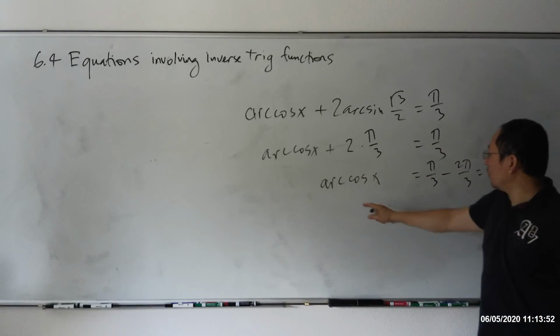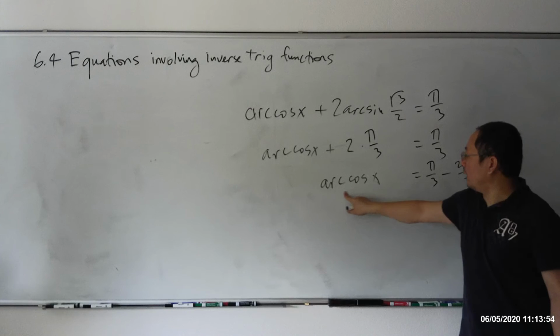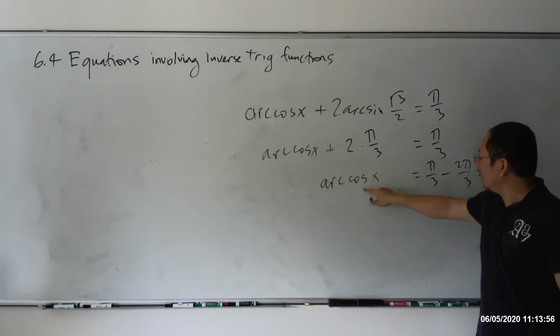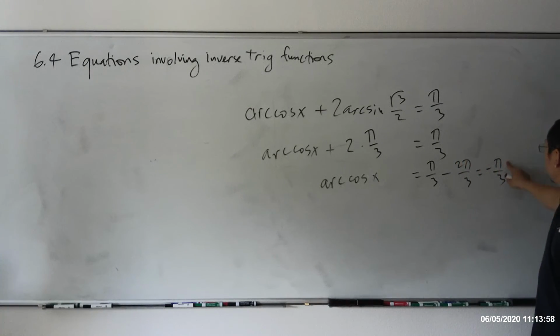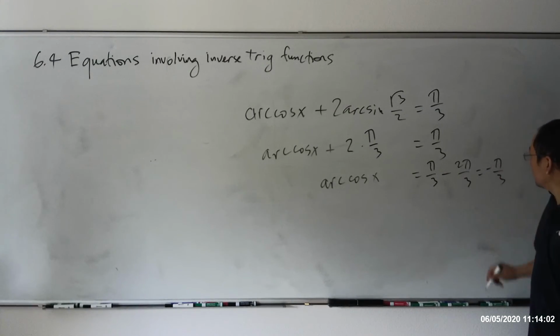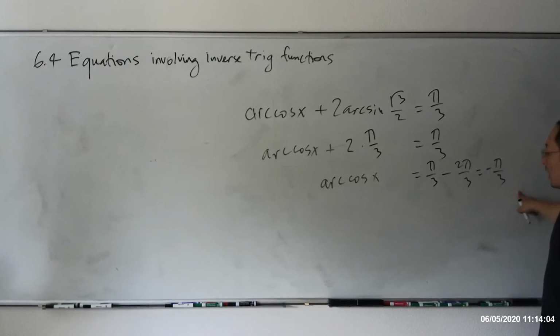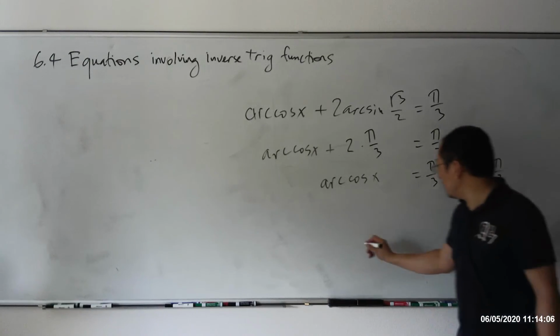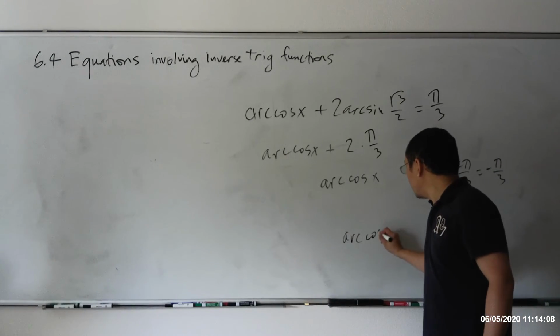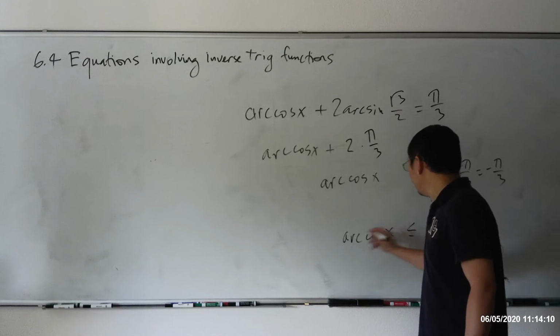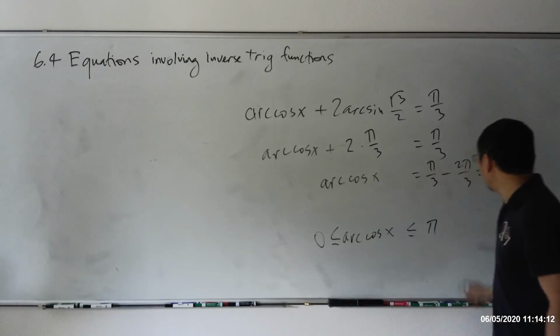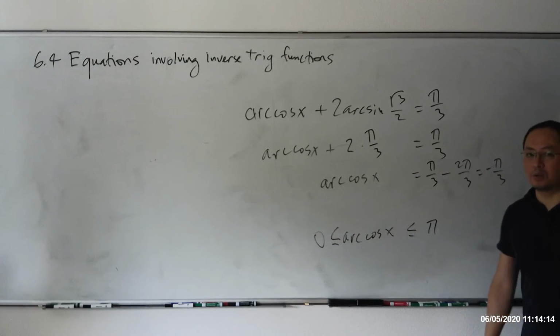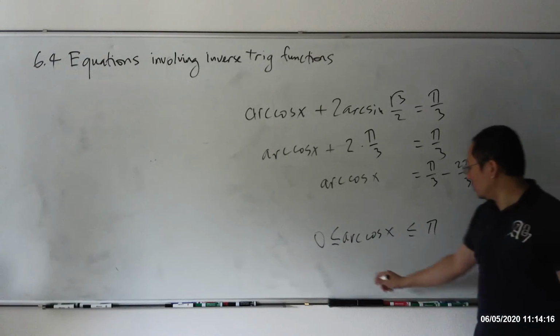And if you study the inverse function carefully according to our book, the range of the cosine inverse function is going to be between 0 and pi. So we cannot have something negative right here. Cosine inverse of x has to be between 0 and pi, and the answer they give you right here is negative pi over 3. So what do you say? No solution.